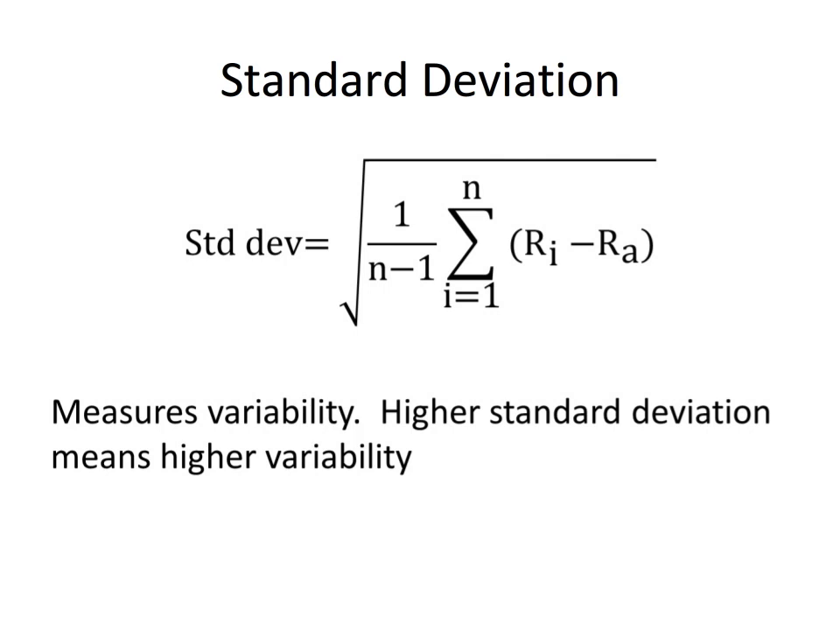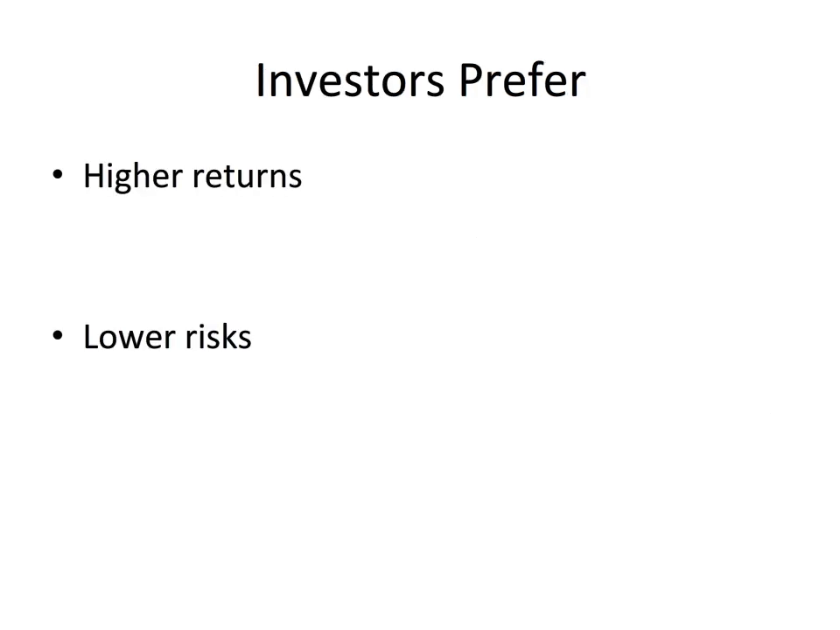Here's the definition of the standard deviation. Same standard deviation definition you've seen, mathematical formula. Higher standard deviations mean more variability, more risk, and that's generally not preferred by an investor. More risk, less preference, so we would like more stable returns. Investors prefer higher returns, higher arithmetic averages, higher geometric means, and lower risk, so lower standard deviations.